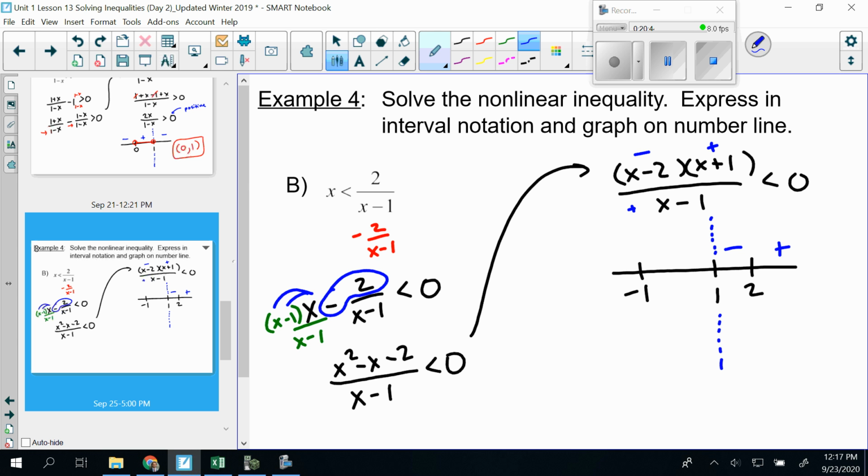Between -1 and 1, 0 is a great one to test. 0 minus 2 is going to be negative. 0 plus 1 is going to be positive. But on the bottom now, 0 minus 1, that's now going to make the bottom negative. If we multiply a negative and a positive, it's going to give us a negative. Got a negative on bottom. Dividing two negatives is going to result in a positive answer.